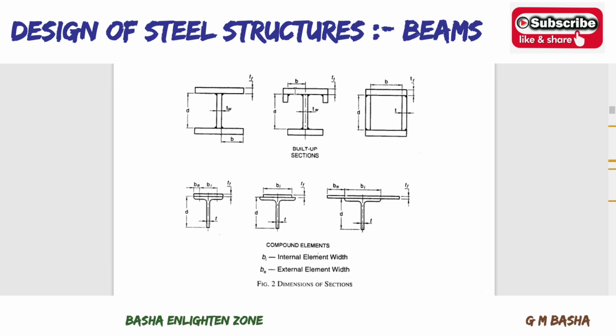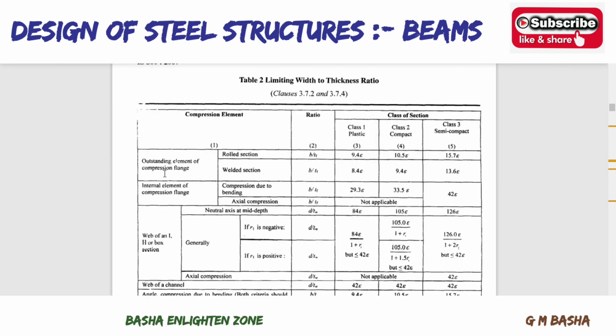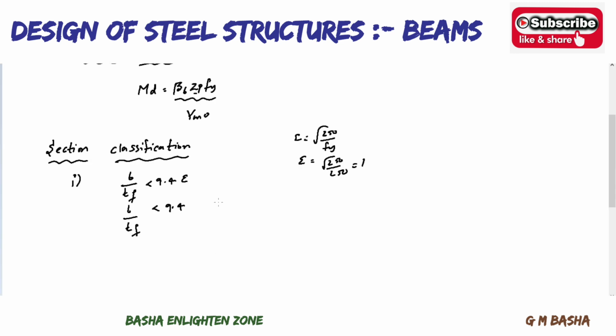Why? Because B will be exactly half of the flange and this BF will be the full flange. Therefore, 2 times B will be equal to only 1 times BF here. Therefore, B will be taken as BF by 2, because this is the outstanding element of the compression flange. Therefore, this B will be equal to BF by 2 by the thickness of the flange, check then less than 9.4.